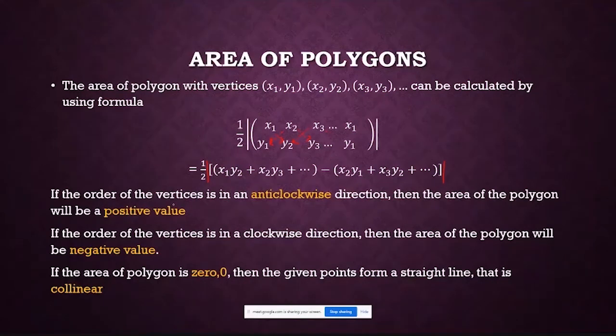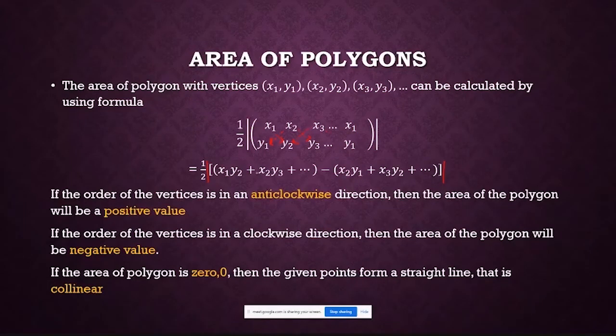Okay, if the order of the vertices is in an anti-clockwise direction, then the area of the polygon will be a positive value. If the order of the vertices is in clockwise direction, then the area of polygon will be negative value. Okay, so either you choose anti-clockwise or clockwise direction, use this type of symbol modulus here. It doesn't matter, it will give you the same value of the area.